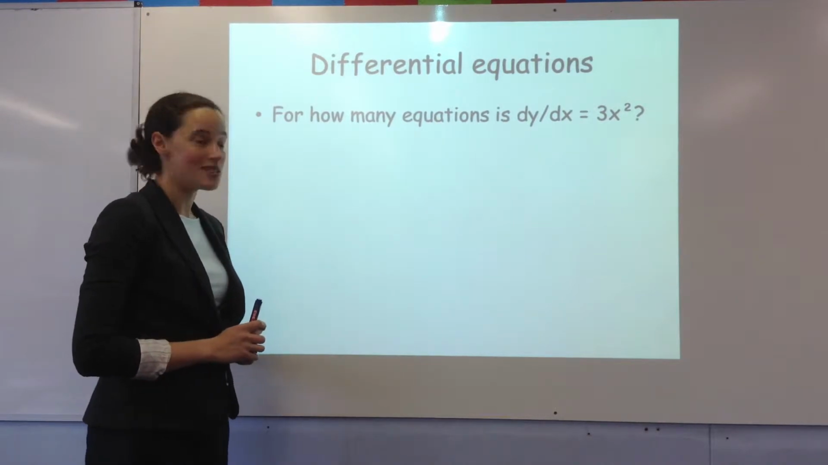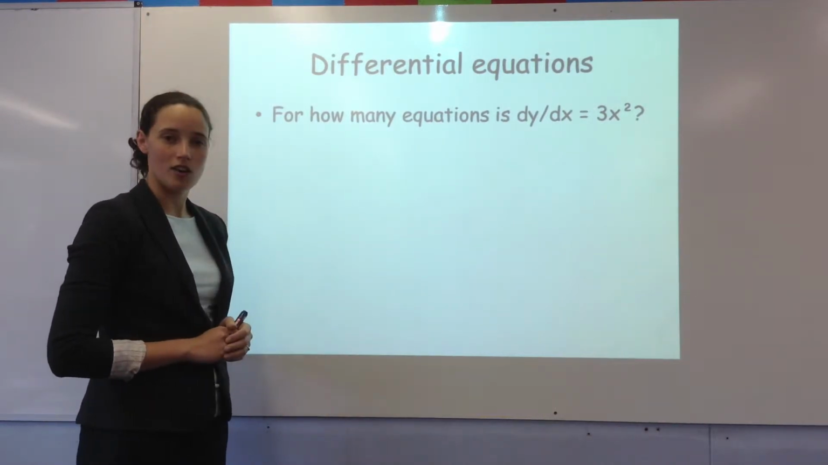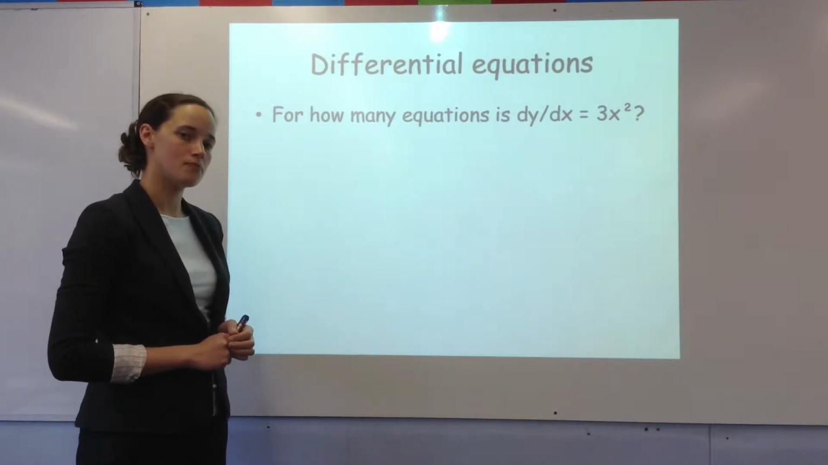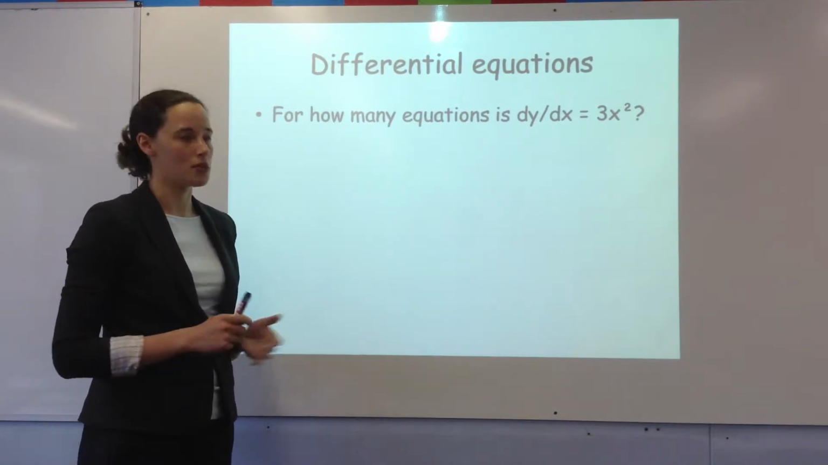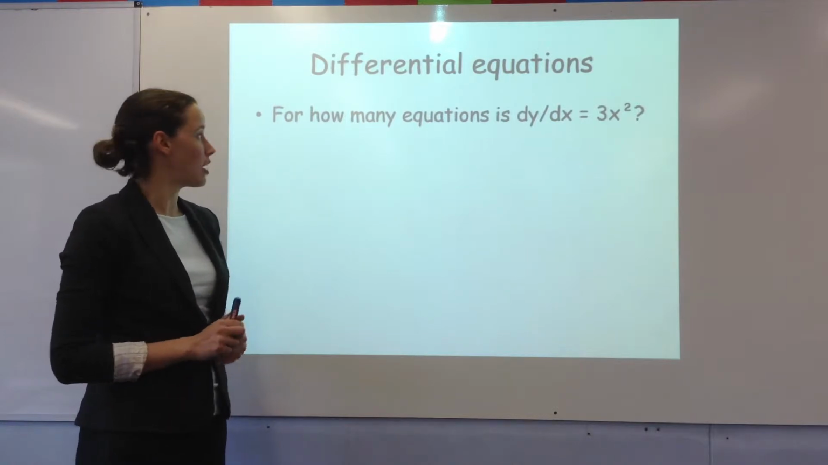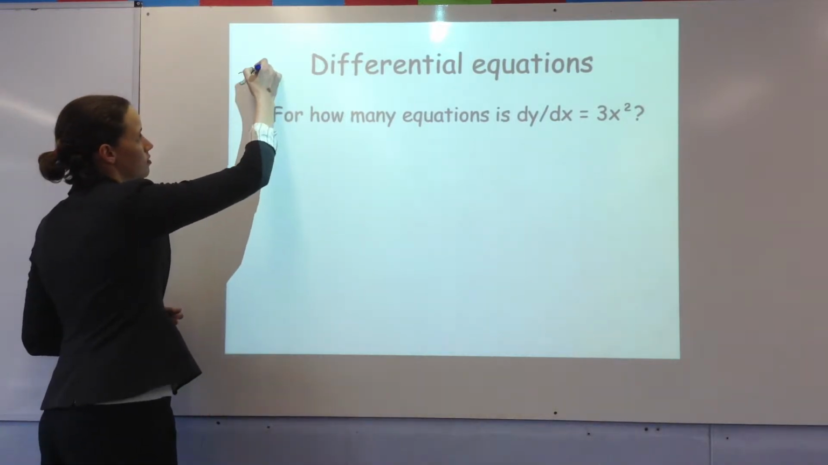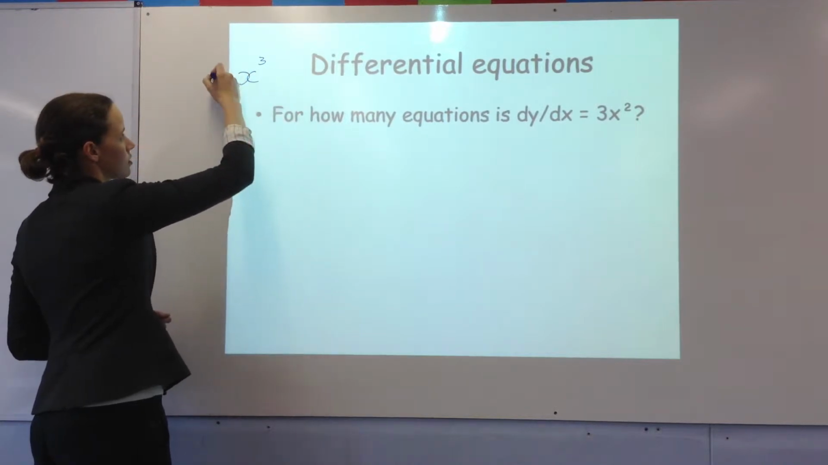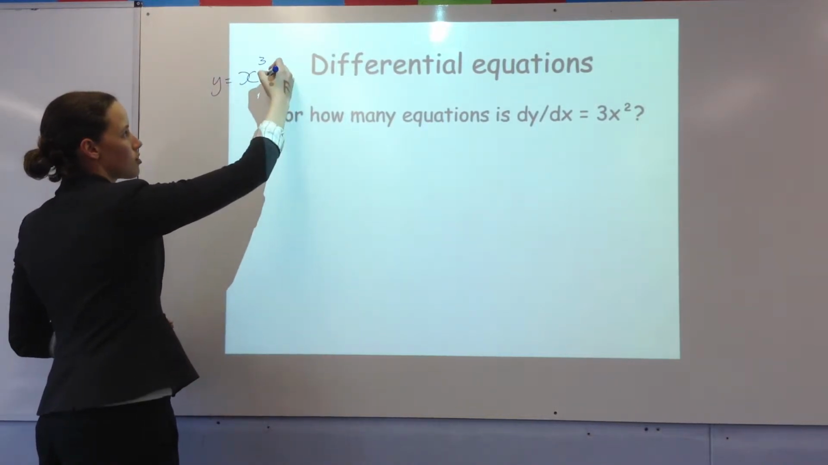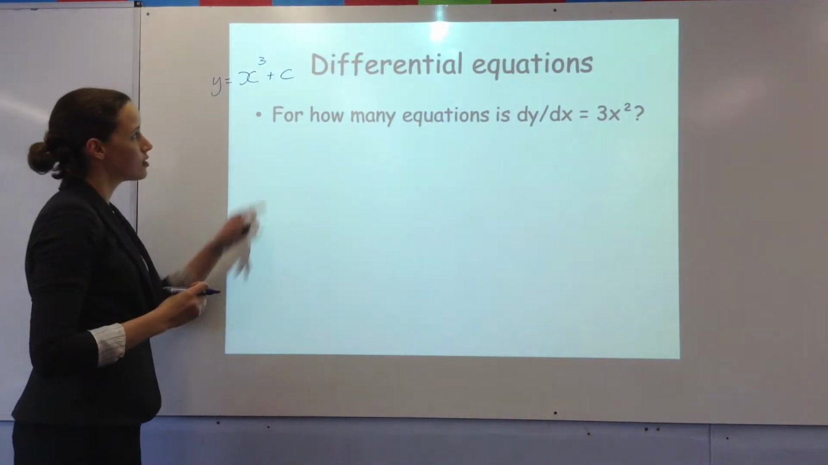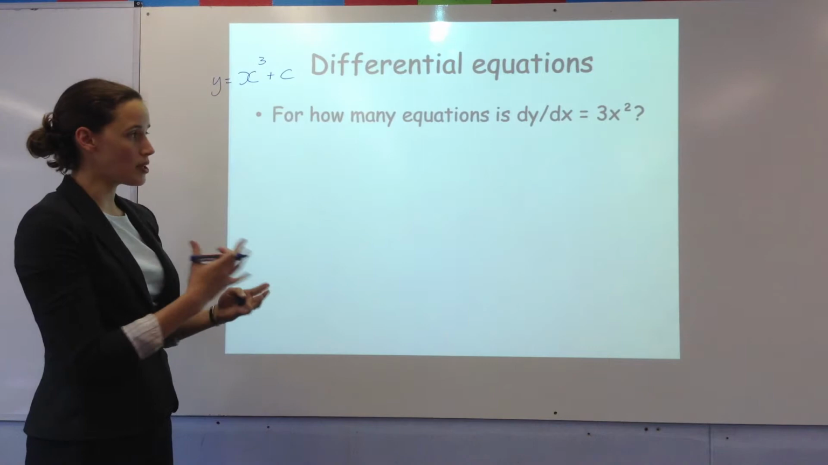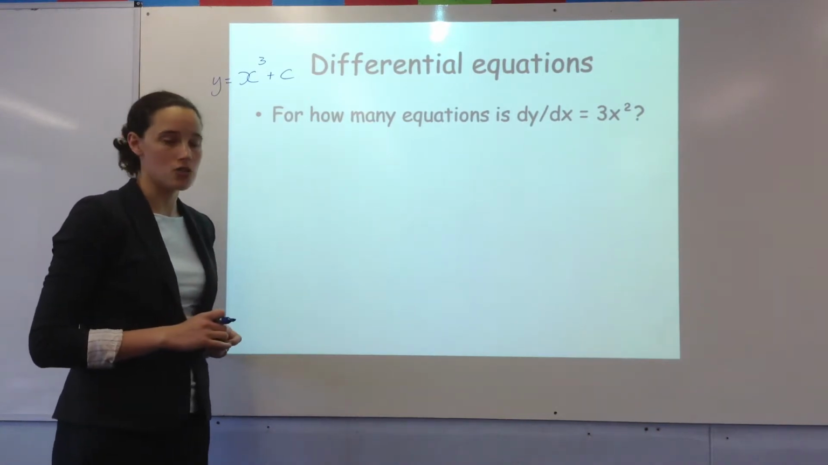So the question, of course, is how many equations are going to give us dy by dx is equal to 3x squared when we differentiate them? And the answer, of course, is an infinite number, because we can have any sort of constant. We've got y is equal to x to the power of 3 plus c. There's an infinite number of numbers that could be c. So when we differentiate them, they're always going to give us 3x squared.